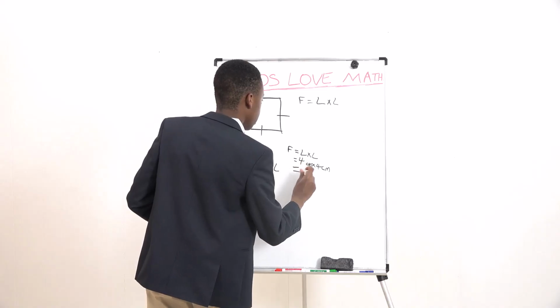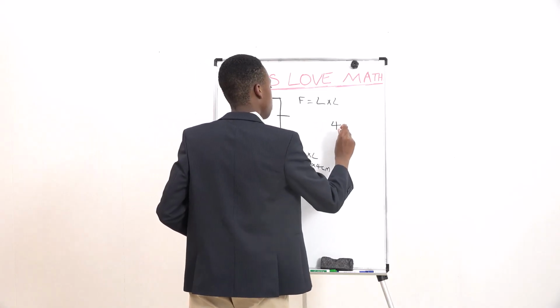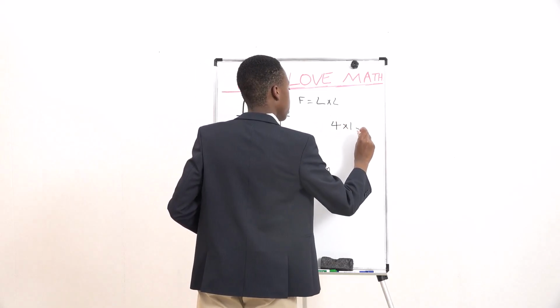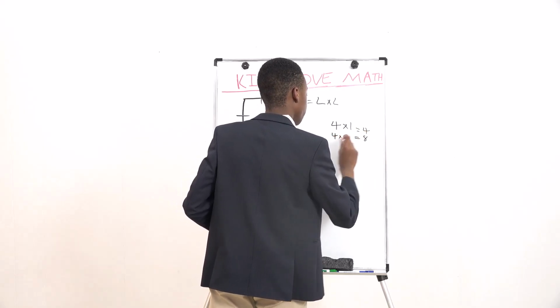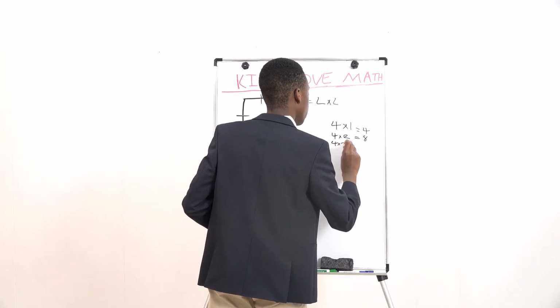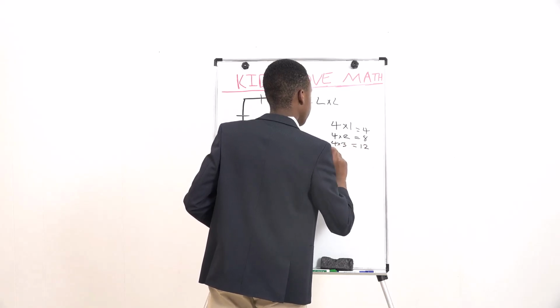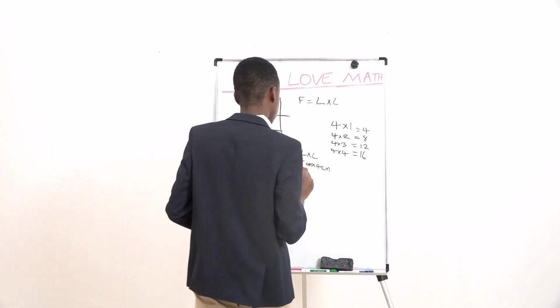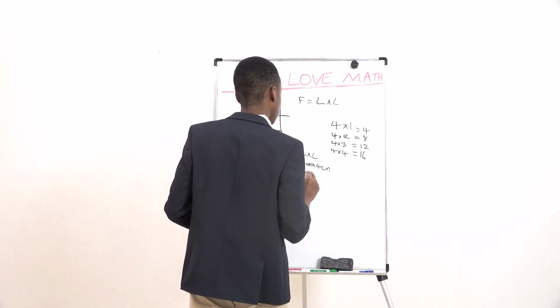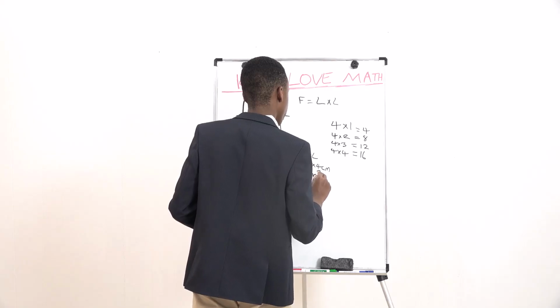That will give us, thanks to the times table, 4 times 1 equals 4, 4 times 2 equals 8, 4 times 3 equals 12, and 4 times 4 equals 16. So the answer is 16 centimeters squared.